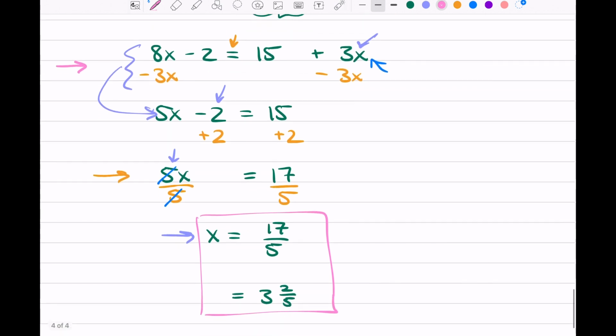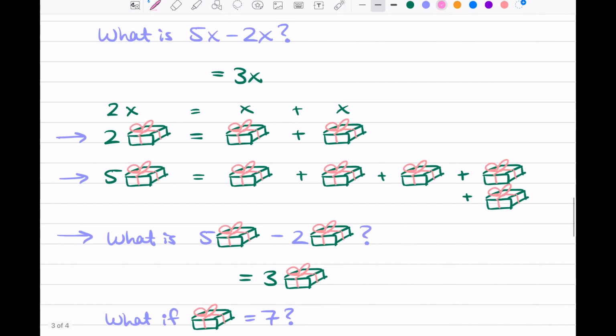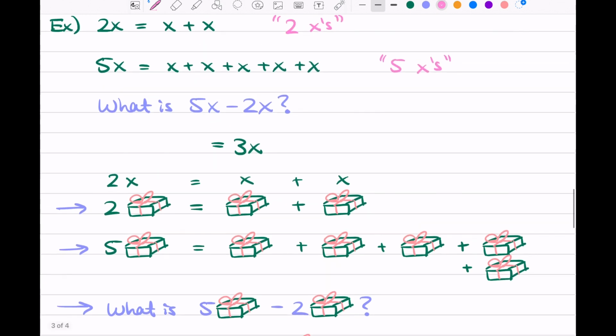So I encourage you to rewatch this video, take some time to definitely go over the present example, and think of variables as just things. They're things in disguise. Remember? They're numbers in disguise. It's two x's, two presents, two balloons, two smiley faces, and you're just moving them around. Up here we had 5x minus 2x. It's just 5 things minus 2 things. You have 5 apples, you subtract 2 apples, and you're left with 3 apples.